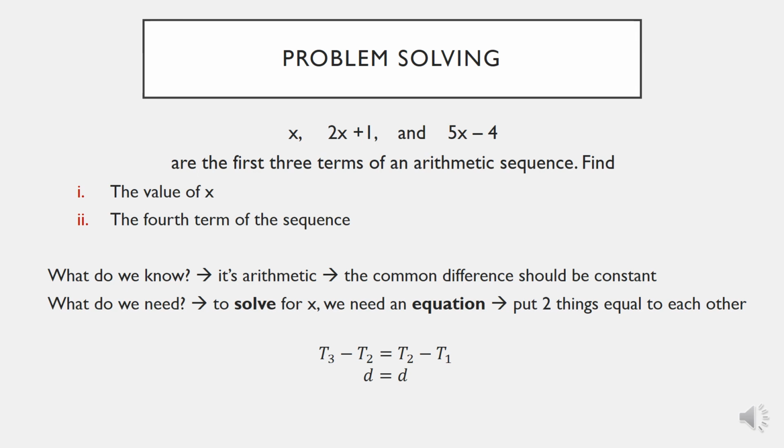So the next job here is to substitute in for T3, the third term was 5x minus 4. We have to take away the second one, 2x plus 1, equals T2, 2x plus 1 minus x, which was the first term. Okay, so do you see the logic there? Pause the video and review if you need to. Now, what do we do next? Well, we have to solve. We have an equation now, we have x, and now we can solve.